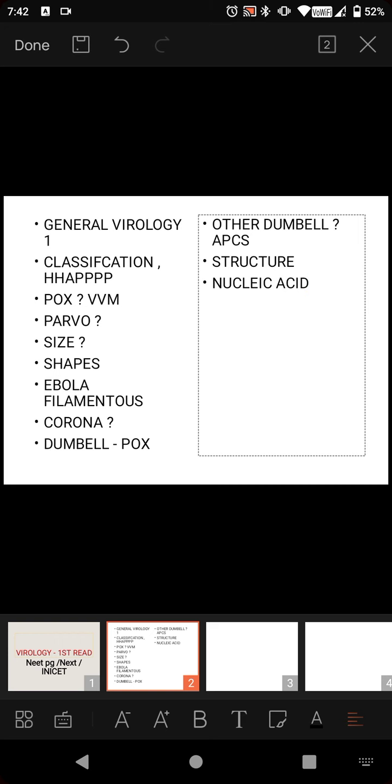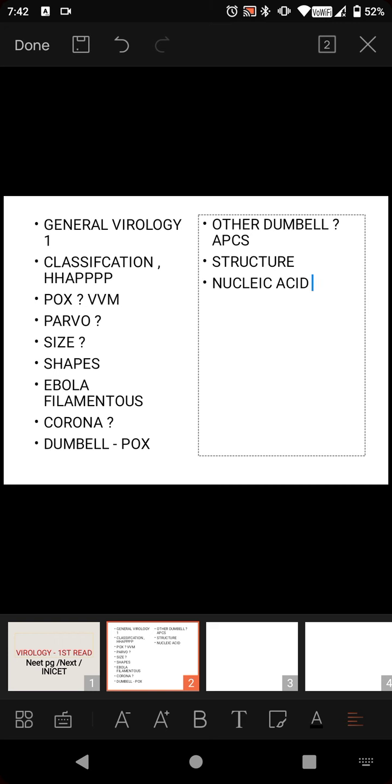Then the DNA or RNA. So for DNA we can have that HAPPY mnemonic. Can you remember: hepadnaviridae, adenoviridae, bacteriophage, parvoviridae, poxviridae, papovaviridae. Okay. Pox is the largest virus. Can you remember the smallest virus? Small is the parvo.